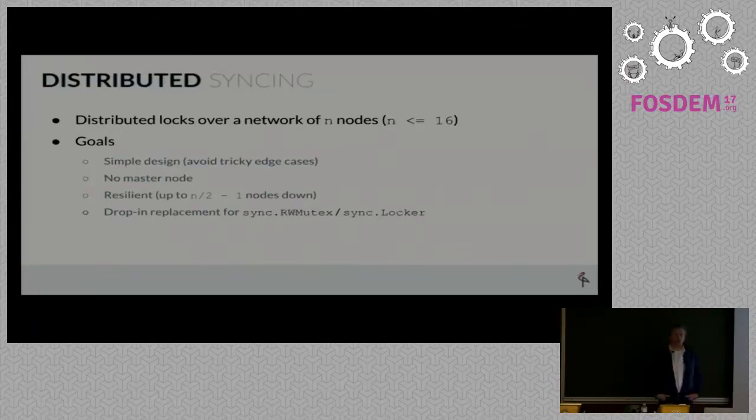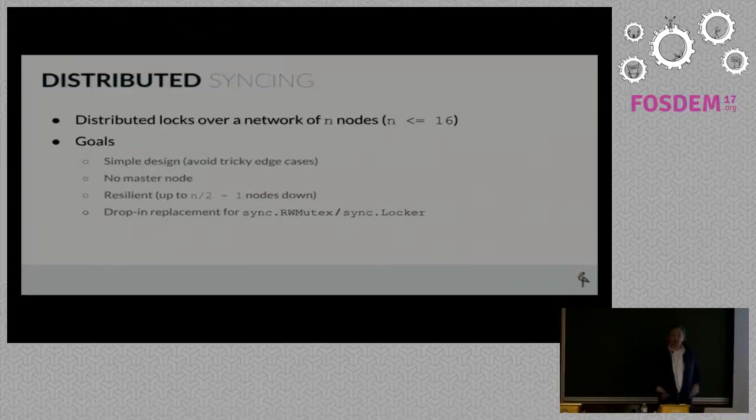We also wanted it to be a drop-in replacement for the existing primitives that are there in the Go language. So the API or the interface is synonymous to the sync.RWMutex and the sync.Locker interface. As part of our requirements, we set the maximum number of nodes to a total of 16. You could actually, if you wanted to, push that number up a little bit, but 16 is good enough for us.